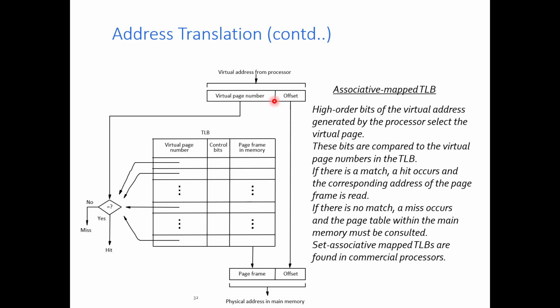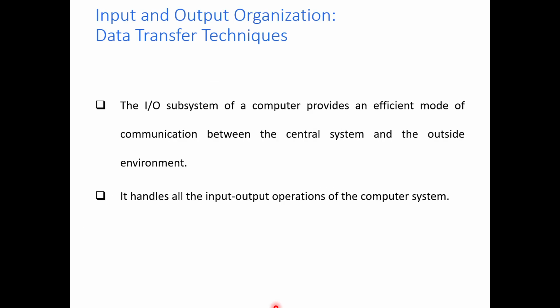It's called a hit. So the page number will be verified, whether the particular page is available here. If it's available, you get the corresponding page frame, then add the offset, and you get the main memory address. This way you can use the virtual memory technique.